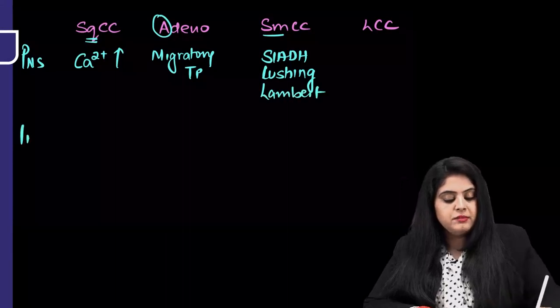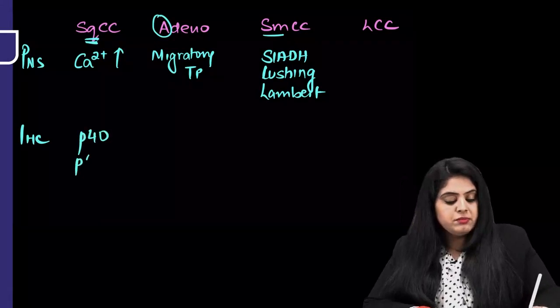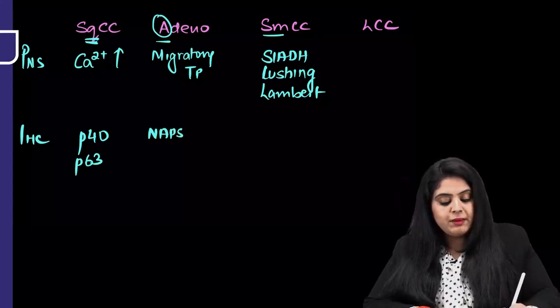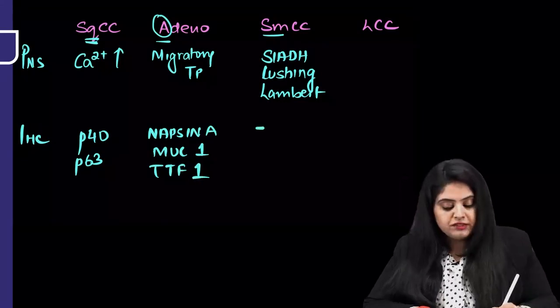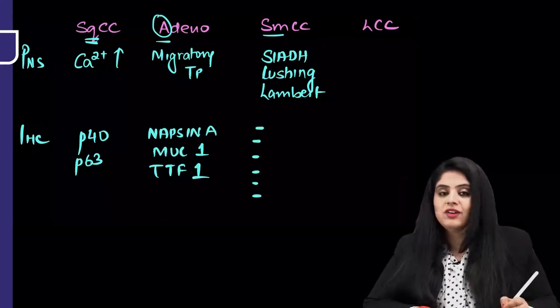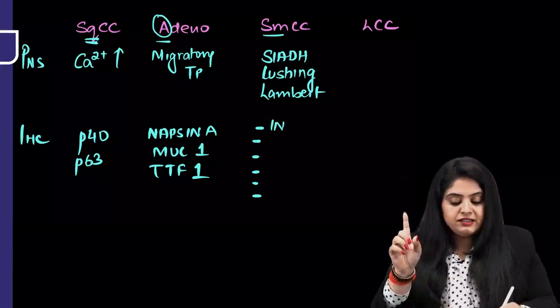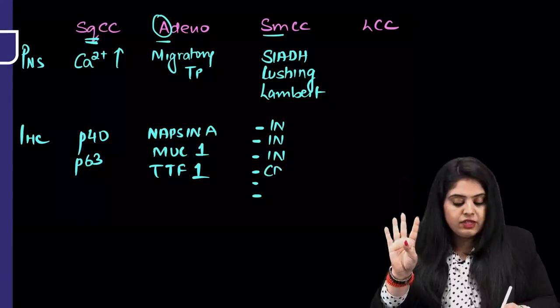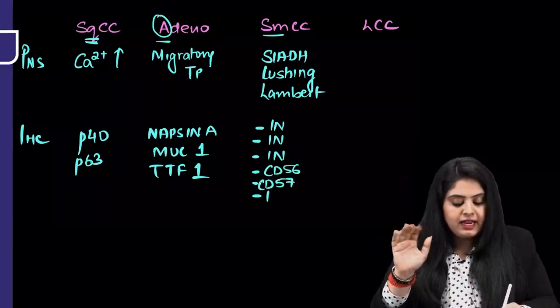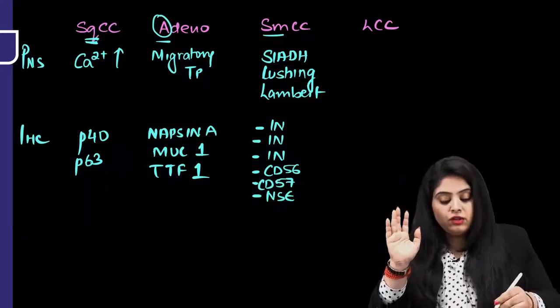Talking about the IHC markers, squamous cell had pearls, right? So the P markers, P40, P63. Adeno had all the A things. It had napsin A, MUC1, and TTF1. And small cell was not small, it had the longest list. INSM1, synaptophysin, chromogranin, bombesin, and then it had three short forms, that is CD56, CD57 and NSE. So these are the long lists.